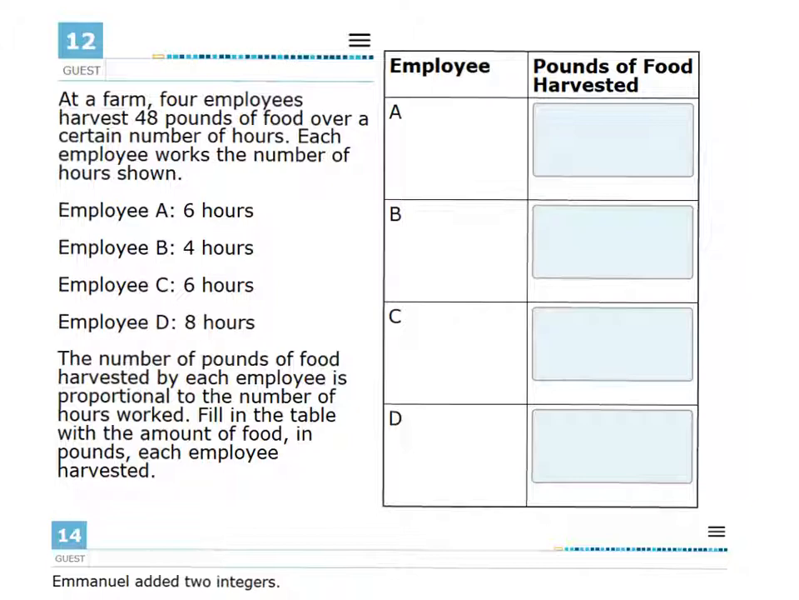The number of pounds of food harvested by each employee is proportional to the number of hours worked. Fill in the table with the amount of food in pounds each employee harvested.